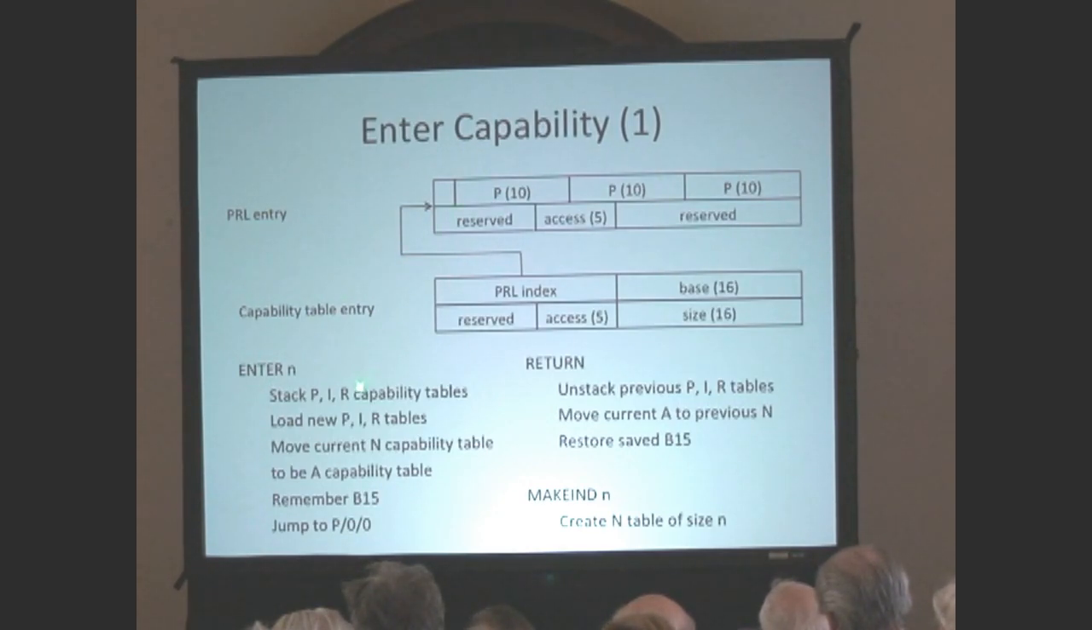And essentially what happened on the enter instruction was you put on a stack the current P, I, and R capability tables, you loaded the new ones into the address space, you picked up one called N, and it became A in the new world. The next picture explains that.